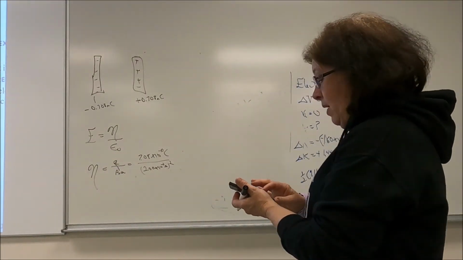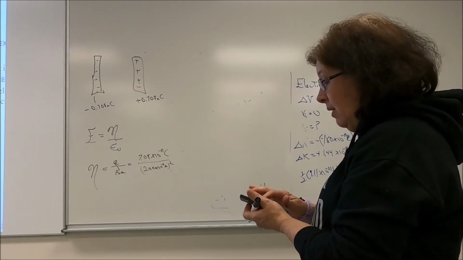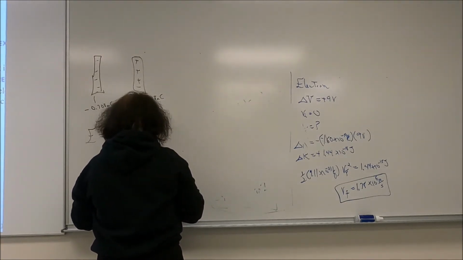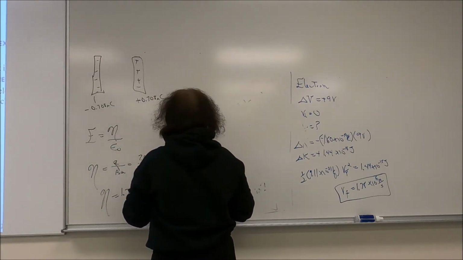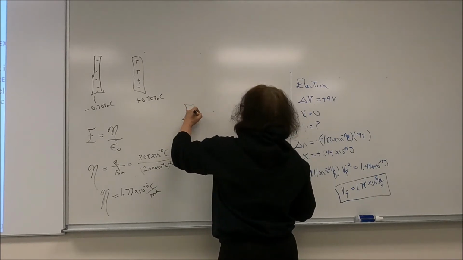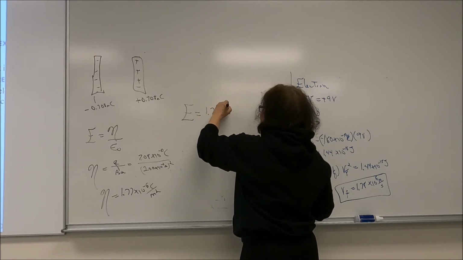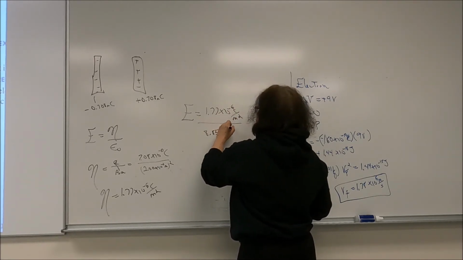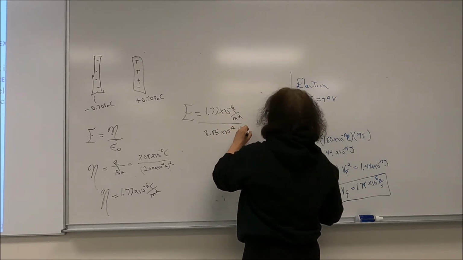So 7.08 times 10 to the minus 10 divided by 2 times 10 to the minus 2 squared. I get eta to be 1.77 times 10 to the minus 6 coulombs per meter squared. E, the strength of the electric field, then is going to be 1.77 times 10 to the minus 6 coulombs per meter squared divided by 8.85 times 10 to the minus 12, and that's coulombs squared over newtons times meters squared.